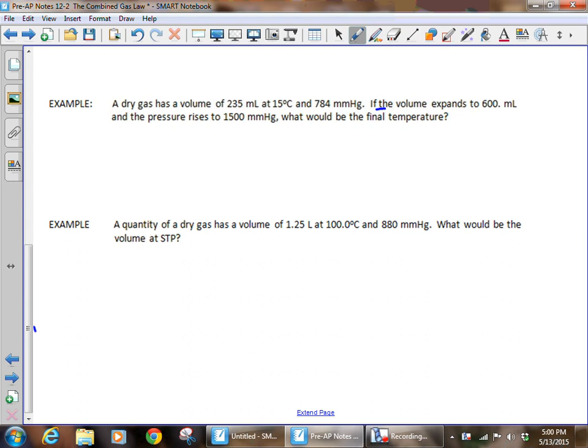Looks like the final temperature is our unknown, which is going to be our T2. We're going to label everything else. The 235 is our V1, volume in milliliters. 15 degrees Celsius is our T1. Now remember, I told you it'd be a good idea to put plus 273 by that so you don't forget to change that to kelvins. The 784 is our P1.